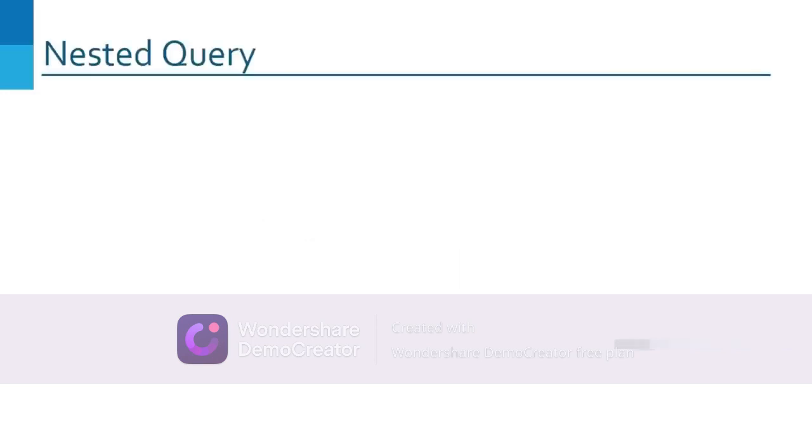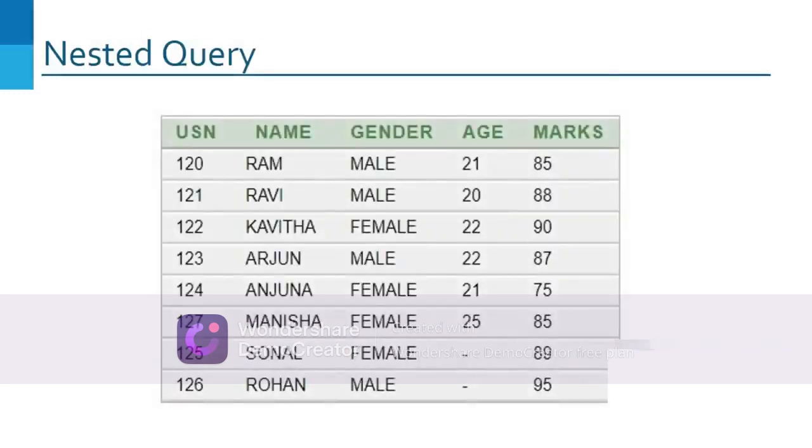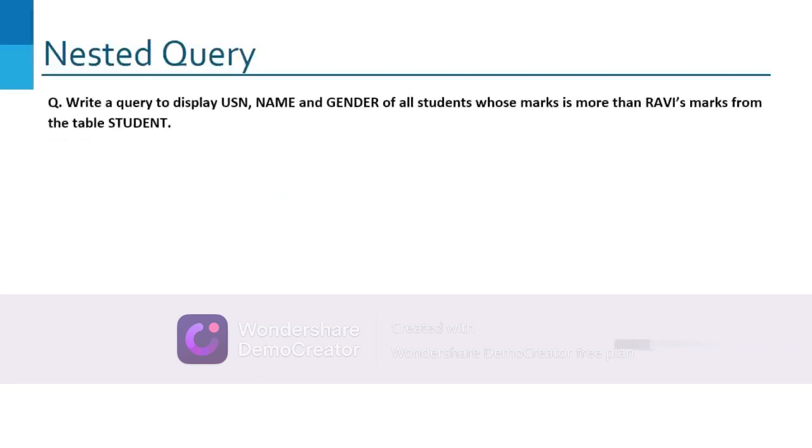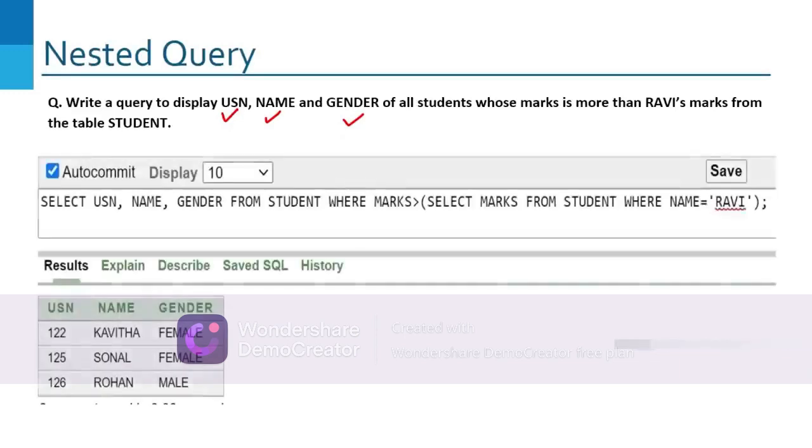Obviously, nested query means a query inside a query, but let's understand with an example. So we have this table, we remember this particular table from the starting, and we need USN, name and gender of all students whose marks is more than Ravi's marks from the table student. So we need to compare the details with Ravi's marks and then display. So select USN, name, gender from student where marks is greater than, select marks from student where name equal to Ravi.